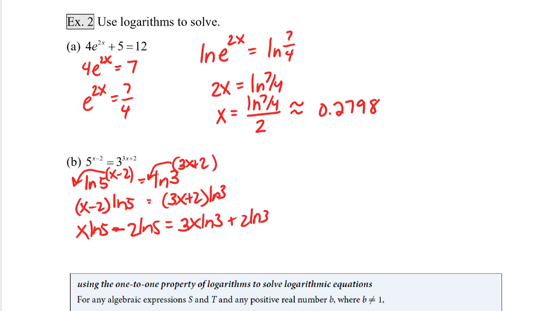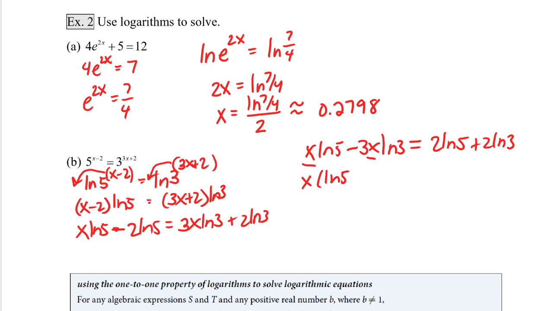So I'm going to start by subtracting 3x times the natural log of 3 to put it on the left side. So I'm going to have x times the natural log of 5 minus 3x times the natural log of 3 is equal to, and I'm going to add 2 times the natural log of 5 to both sides to move it to the other side, and I'm going to have 2 times the natural log of 5 plus 2 times the natural log of 3. Now I'm going to factor an x out of both terms on the left, so I'll have x times the natural log of 5 minus 3 times the natural log of 3 is equal to 2 times the natural log of 5 plus 2 times the natural log of 3.